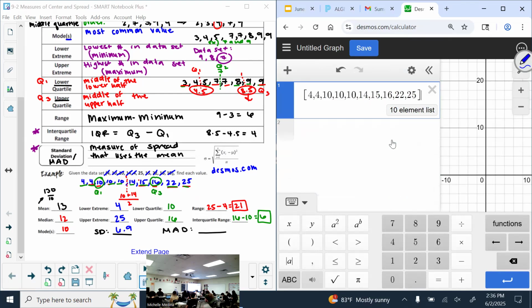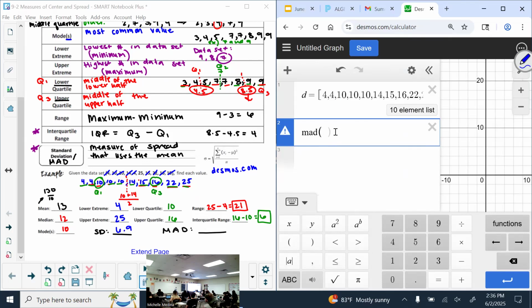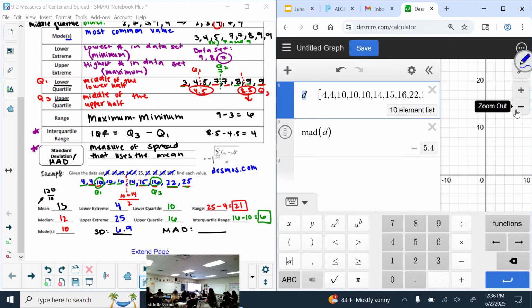Additionally, in that list, so functions, scrolling to statistics, you can see MAD, which I mentioned. And notice it already puts a parentheses. All you have to type in is what you called your data set, which I called D. That is about 5.4. So 5.4 and 6.9 are pretty close to each other. They're both measures of spread that use the mean in their formulas. So that's why they're pretty close to each other, but they are different. So if tomorrow your quiz says calculate the MAD, this is what you would do. If it said to calculate the standard deviation, then you press the one that says standard deviation. But that's how you do that.